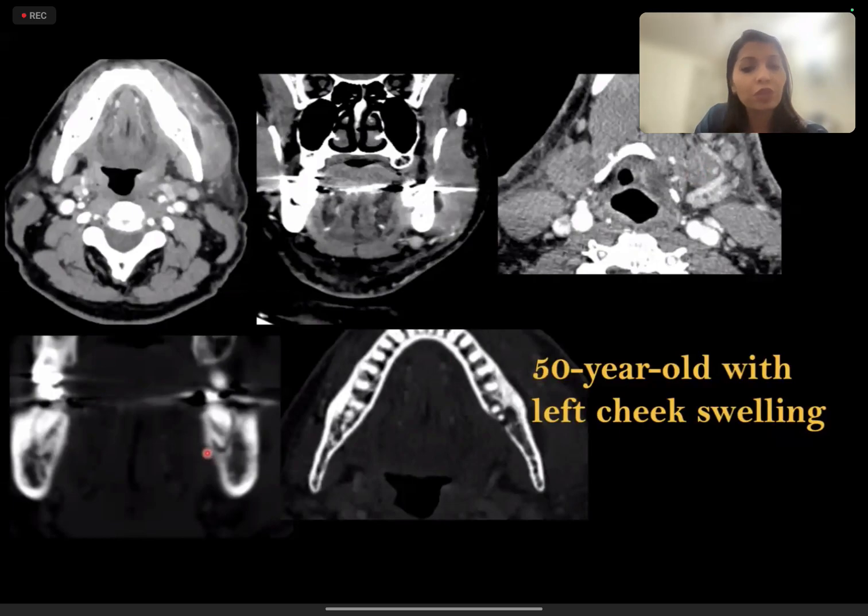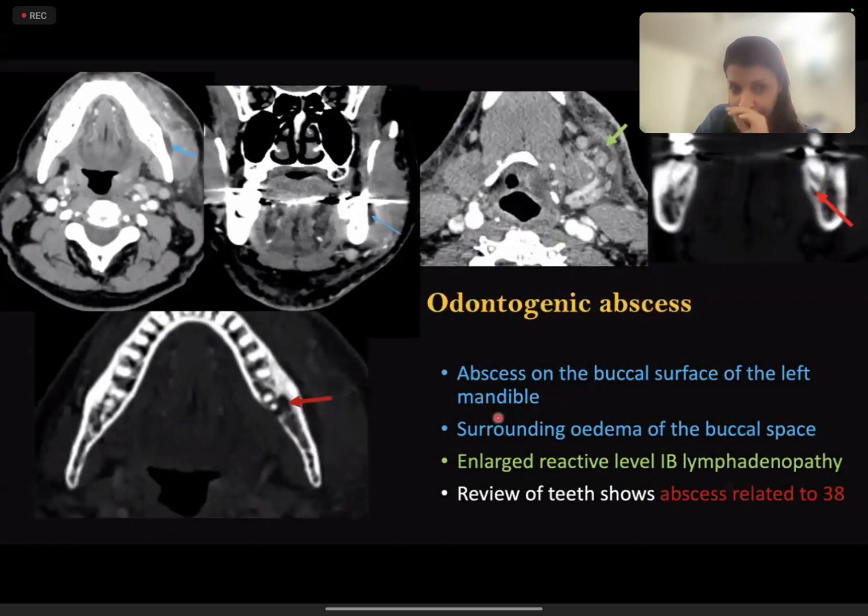And when we go on the bony windows, so here now we know that some sort of abscess is going on. We want to know what the cause is. So the bony windows show this curvilinear lucency at the apex of 38. So I'm sure you all got the diagnosis correct. This is the case of odontogenic abscess.